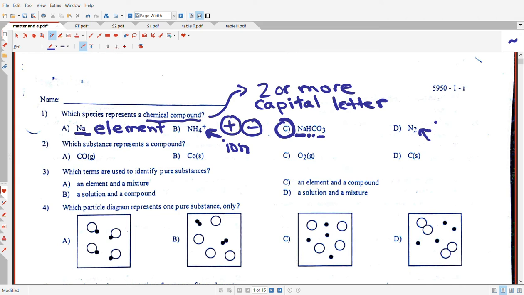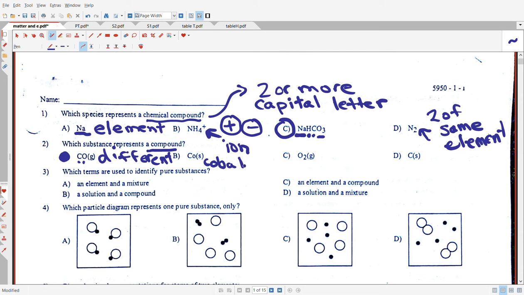Now this one has 2 O's, but it's 2 of the same element. When you're 2 of the same element, you're a diatomic element. You're not a compound. The definition of a compound is 2 or more different elements chemically combined. So right here, there's a capital C and capital O. That's different than capital C, lowercase o, which if you went to the periodic table, you'd see that that's cobalt. And this is, again, 2 of the same element, that's a diatomic element. And this one's just carbon.